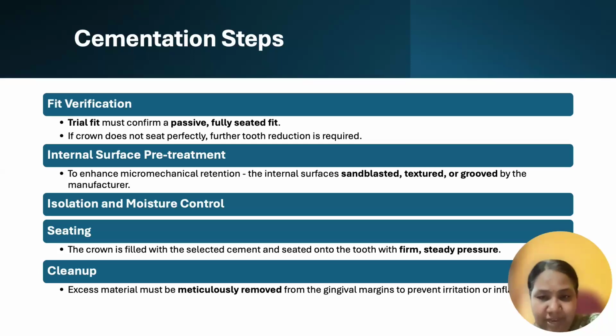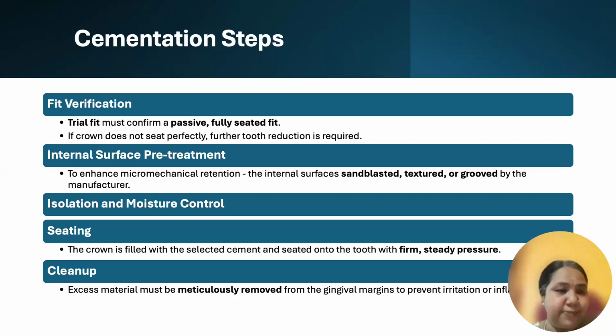First, a trial fit is a must. You should have a passive, fully seated fit. And if it does not, we will have to reduce the tooth further. Remember, we will not be able to do anything to the crown. So we're going to reduce the tooth further.